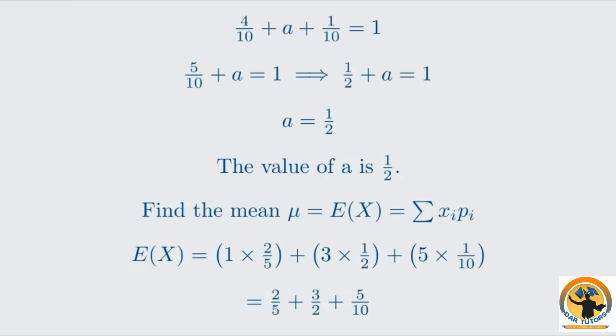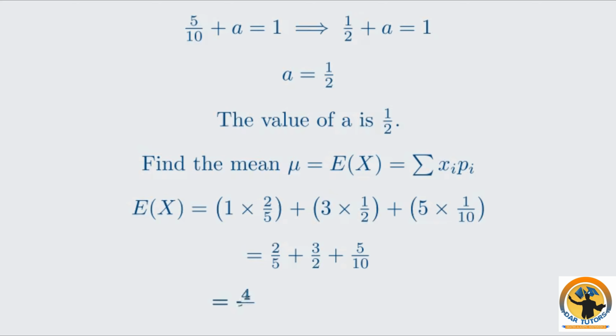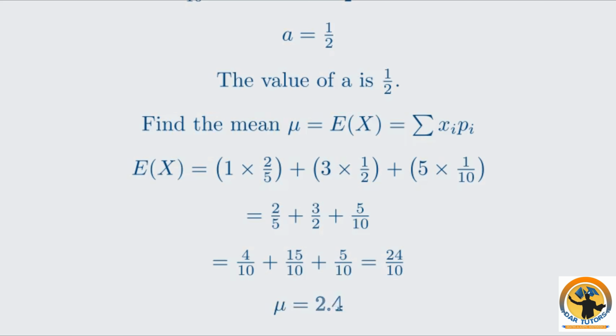Let's find a common denominator to add these fractions. The common denominator is 10. This gives us 4/10 plus 15/10 plus 5/10, which sums to 24/10. Simplifying, the mean of the distribution is 2.4.